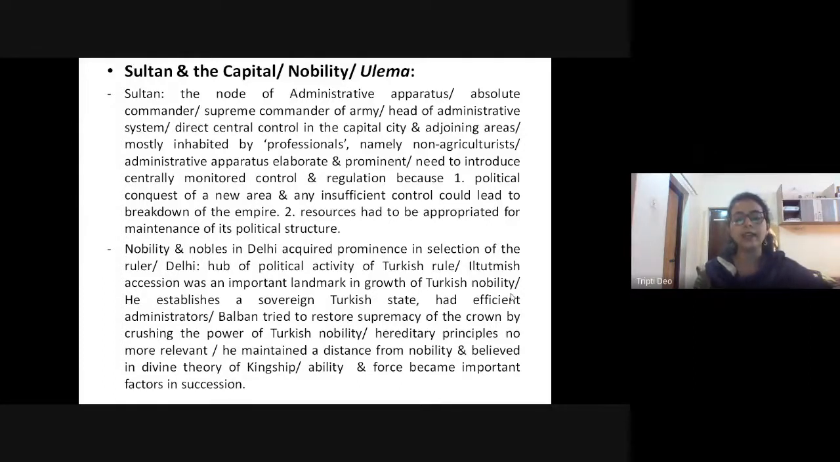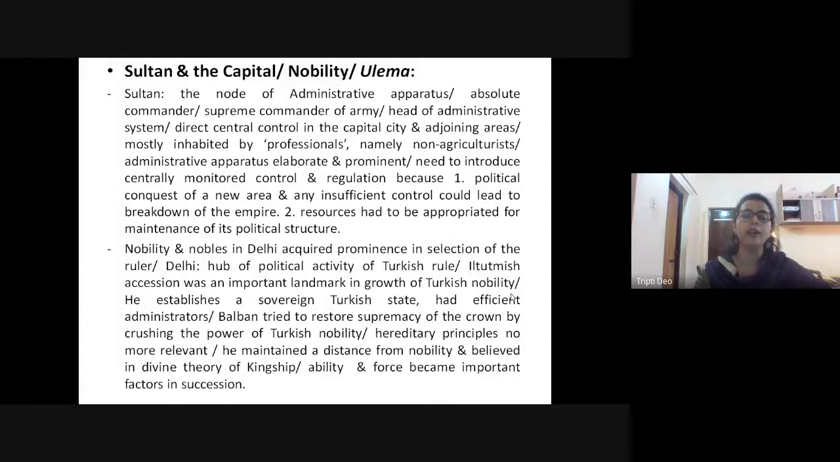Second reason is resources had to be appropriated for maintenance of its political structure. How will you maintain your political structure, how will you run it? You need revenue for that. Where will the revenue come from? Revenue has to come from different regions, from different occupations, from different people in the form of taxes, revenue demands, and many other mechanisms. So therefore, resources had to be appropriated for the maintenance of political structure.